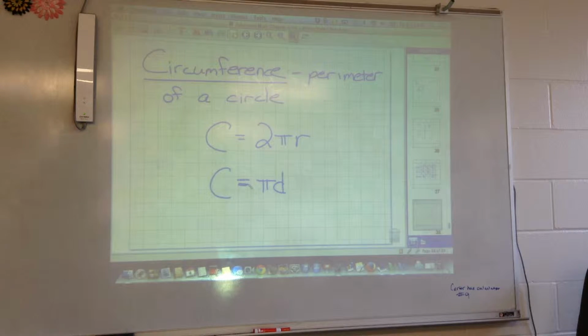So, circumference of a circle. Circumference is really just a fancy way of saying the perimeter of a circle. It's the distance around a circle. Okay? The distance around a circle. Perimeter of a circle.